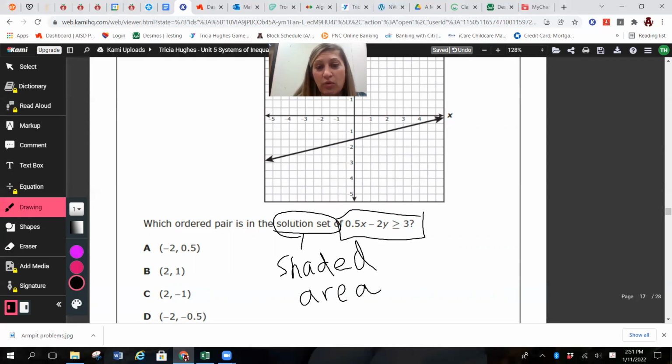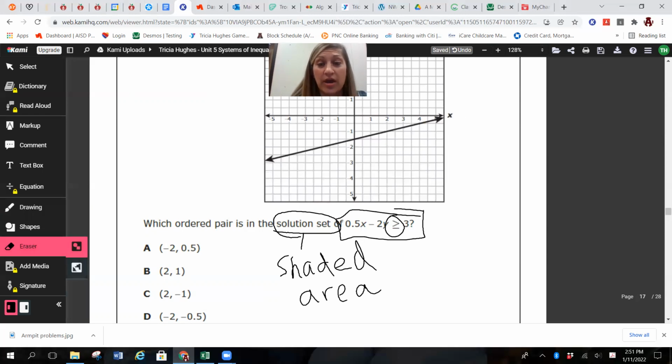Here is the equation with an inequality sign. So you're going to need to box the y, move the x, divide, divide, divide. And remember, if you divide by a negative, you flip the inequality. One of these 4 points is going to be either on the line or in the shaded area.